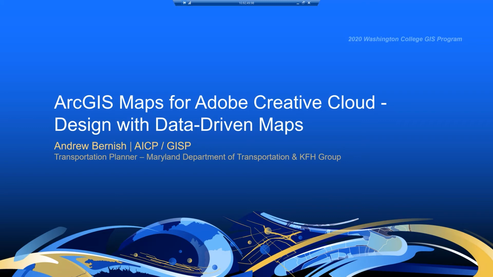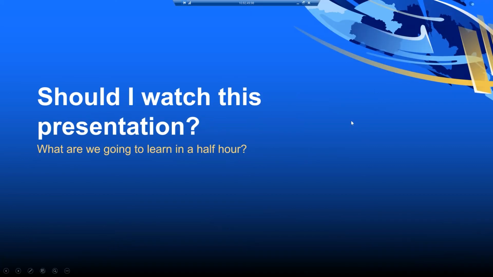Today, as part of the 2020 Washington College GIS program, I'm going to explain how an agency or team can get the most out of using a very cool and relatively new tool called ArcGIS Maps for Adobe Creative Cloud. Now, I obviously can't go through everything in 30 minutes or so, but I'm going to quickly introduce the product and its installation, highlight the main features, share how this has worked for us, and then walk through a couple of quick demos.